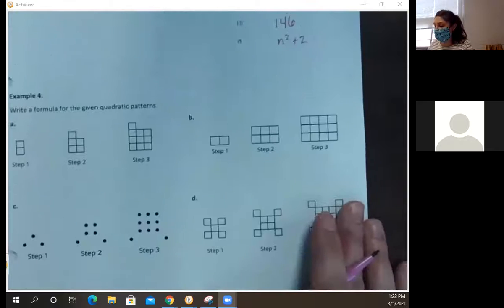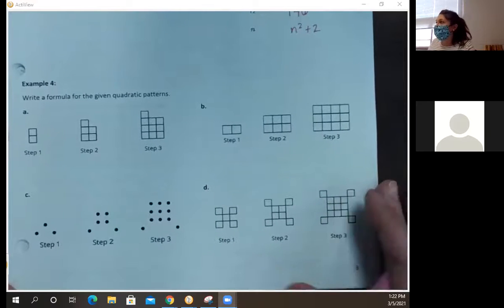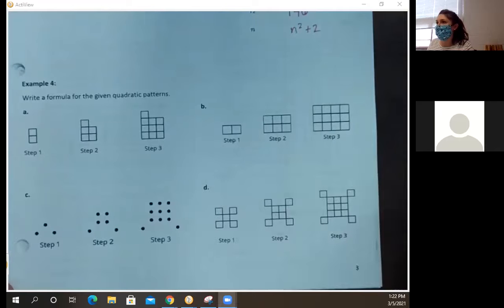Okay, let's jump down to example 4. Same idea. We're going to go through the first couple together, and then I'm going to ask you to try it. So I want to write a formula for our quadratic patterns. We know these are all going to be quadratic. We want to write the formula for them. Just like we did with our last example, I'm going to try where we have these visual patterns to find the squares. So if I look at A, a lot of times the squares are easier to find with steps 2 and step 3. It can be a little tricky with step 1.